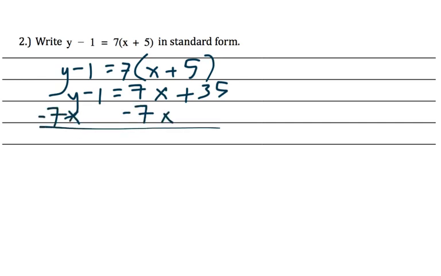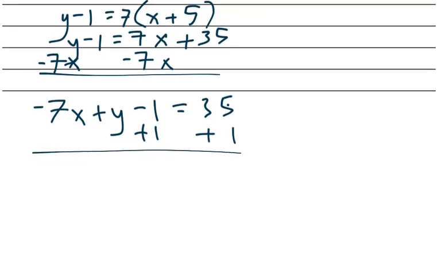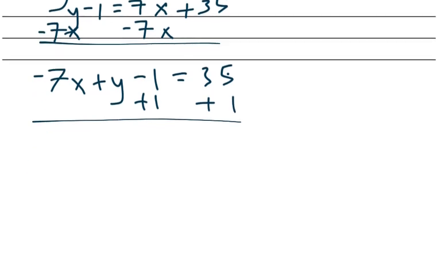Now if you're thinking, well, that was kind of foolish because it keeps a negative out front, that's fine. If you want to go about it a different way, you can. But in subtracting 7x, I end up with negative 7x plus y minus 1 equals a 35. Usually we don't have anything else over there, so we need to be left with just numbers with x and y. So I'll add 1 to both sides, which leaves me with negative 7x plus y equals a 36.